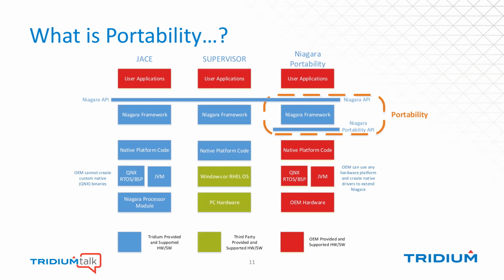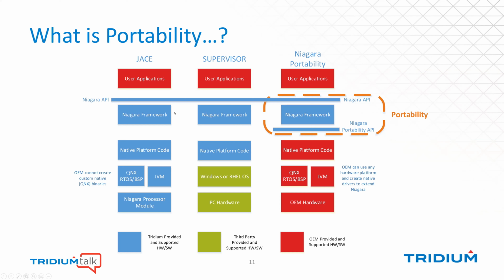And I've talked a little bit about this NPSDK. What you get in your NPSDK is the bit that's marked in orange, and this is the bit that helps you to connect your Niagara framework into the native platform code, into the hardware, into the operating system for your device. Notice portability does have a certain amount of responsibility you're taking on, because obviously this is a comparison to how Niagara is deployed on a JACE, on a supervisor, or on a portability device.